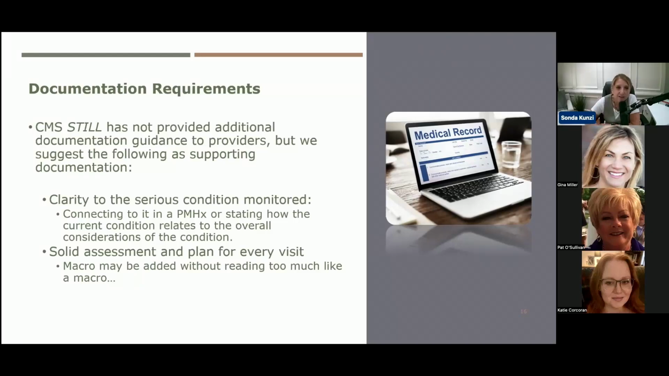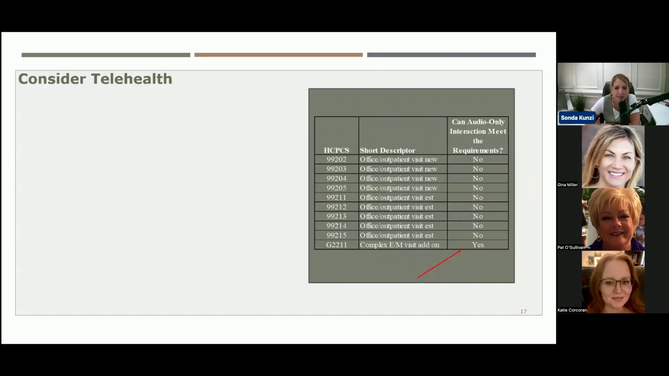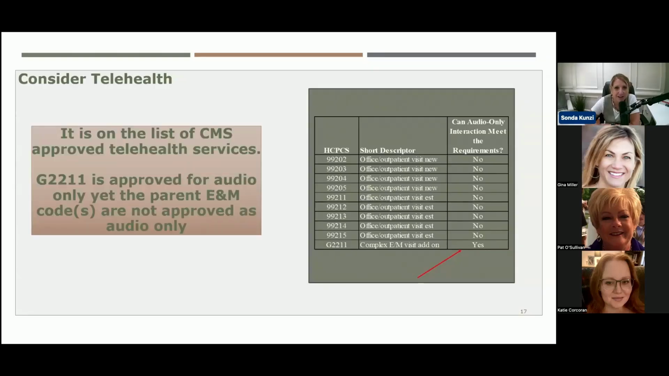All right. Here's the one that is going to be really interesting. So thanks for the question about the telehealth. Let's kind of unpack this. So G2211, if you bring up the most recent CMS telehealth approved list, G2211 comes up on there. But here, look at that right-hand side.